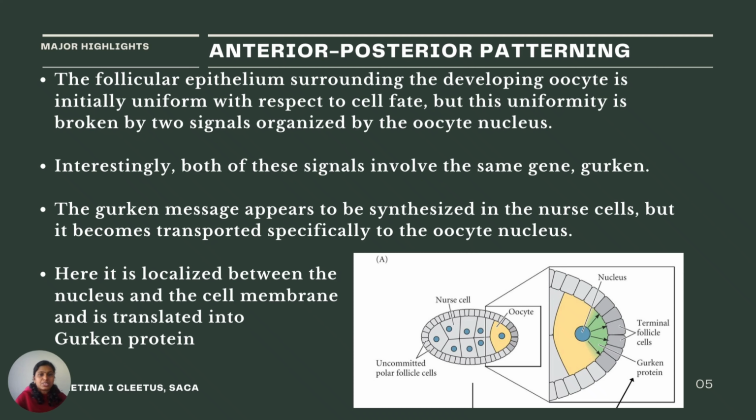Going to the anterior-posterior patterning in detail, the follicular epithelium surrounding the developing oocyte is initially uniform with respect to cell fate, but its uniformity is broken by 2 signals organized by the oocyte nucleus. Interestingly, both of these signals involve the same gene called Gurken. This Gurken message appears to be synthesized in the nerve cells and becomes transported to the oocyte nucleus via the microtubules. Here it is localized between the nucleus and the cell membrane, and it is translated into the Gurken protein. This Gurken protein is shown in green color here.